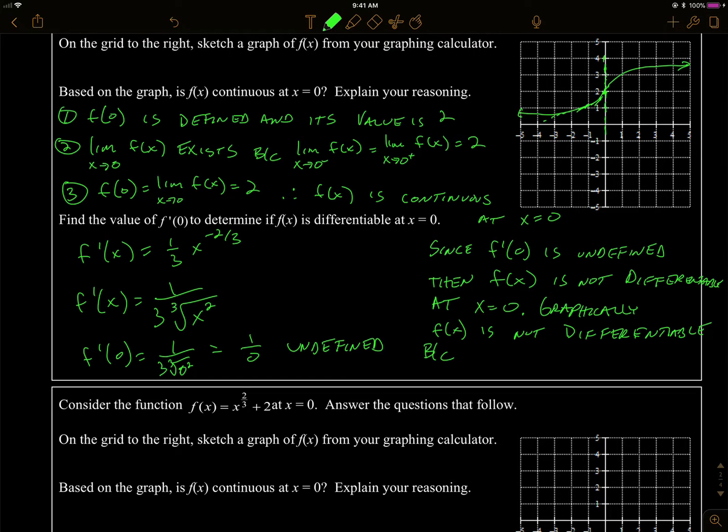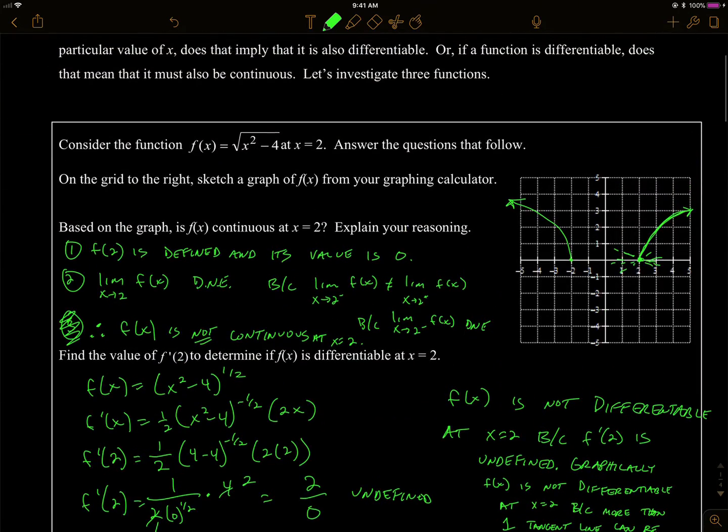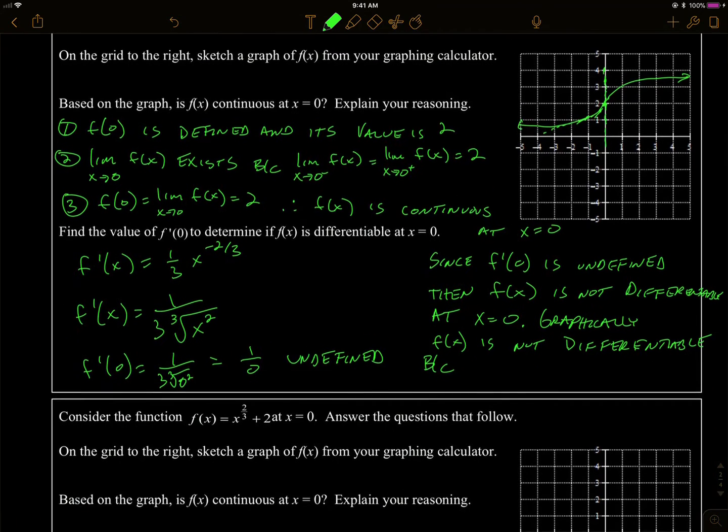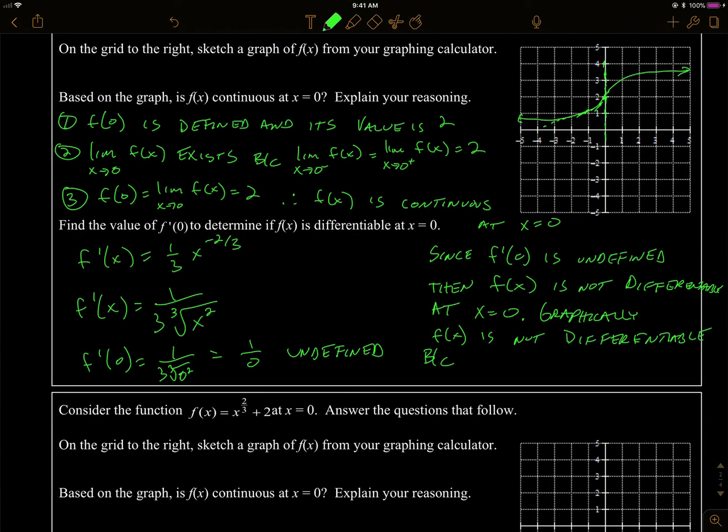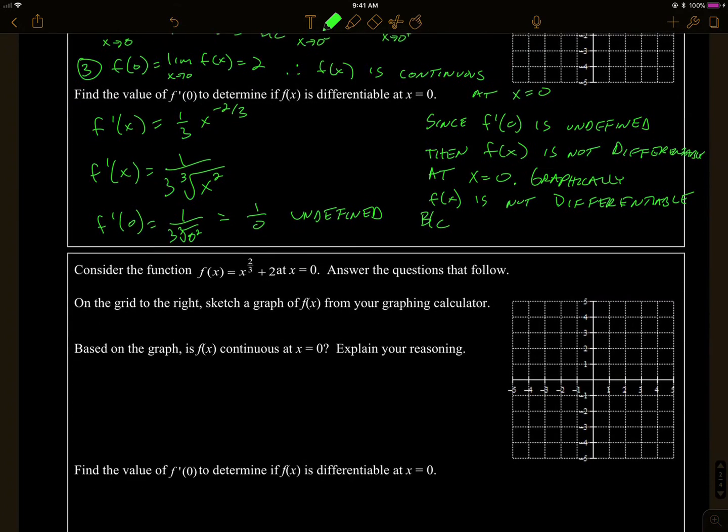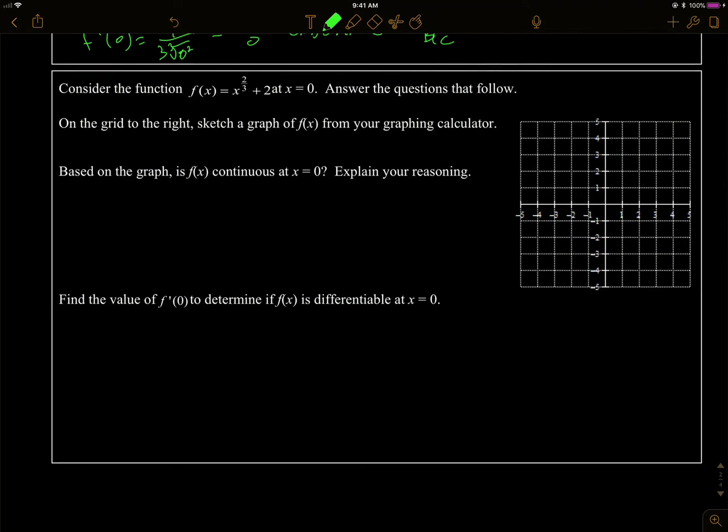So now we have a function here where it's continuous but not differentiable. So we found a counterexample. In example 1, we had a function that was not continuous and not differentiable. In example 2, we have a function that is continuous but not differentiable. That means that continuity does not imply differentiability. Just because a function is continuous doesn't make it differentiable.